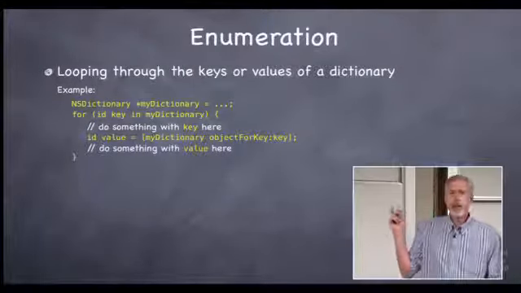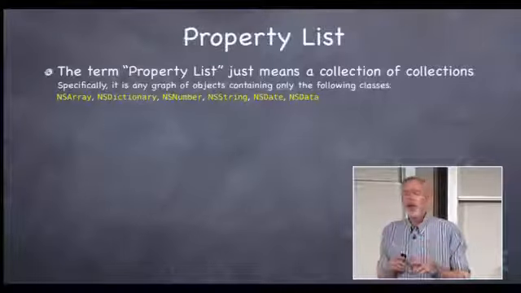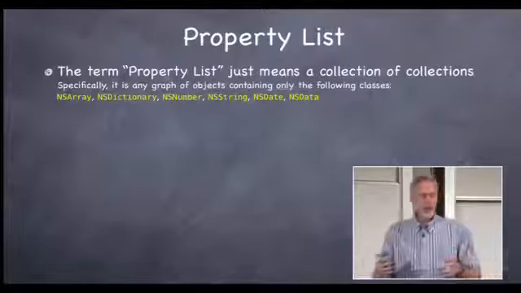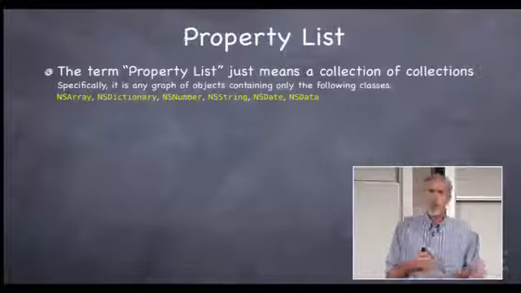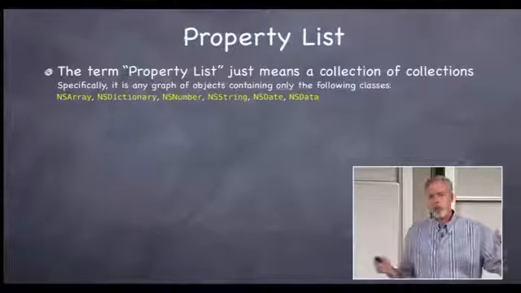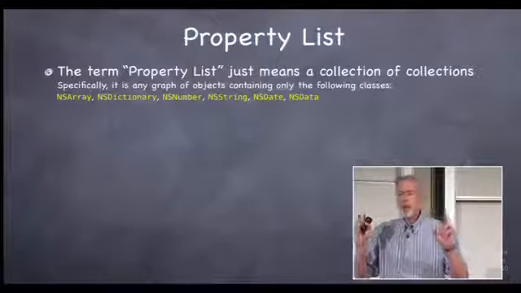So the term property list, we just define it when we're working in iOS. And all it really means is any collection at any depth of these 6 classes: NSArray, NSDictionary, NSNumber, NSString, NSDate, and NSData, okay, which are all classes we've talked about in the last 2 lectures. And they could be subclasses of them. They could be mutable versions of them as well. But if you build any structure out of these, then we call that a property list.